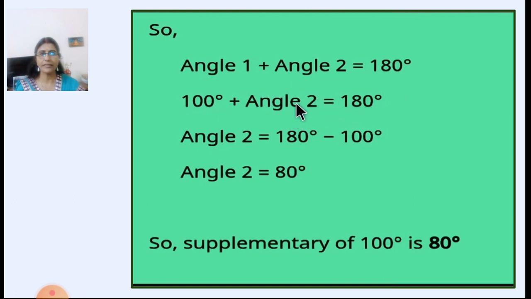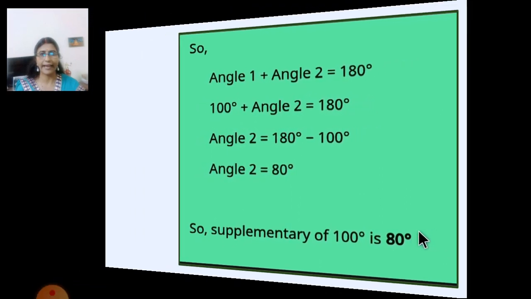Now to find out this angle, angle 2 we will write, and this we will take to the other side. So angle 2 is equal to 180 minus 100. 180 minus 100 is 80 degrees. So angle 2 is equal to 80 degrees. So the supplement of 100 degrees is 80 degrees. So this way you can find out the other angle.